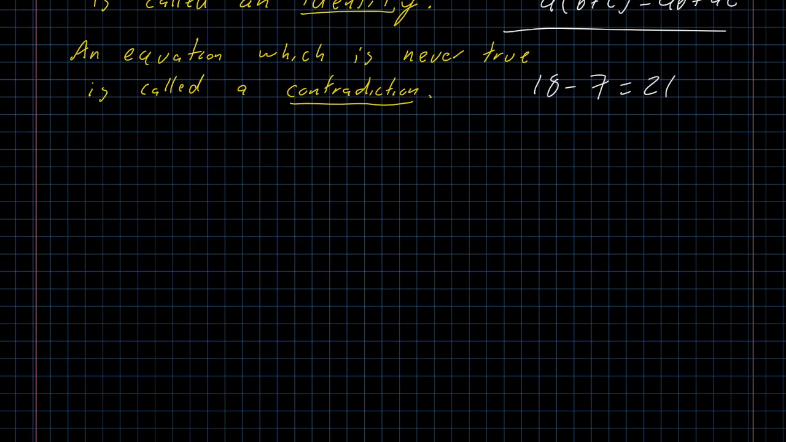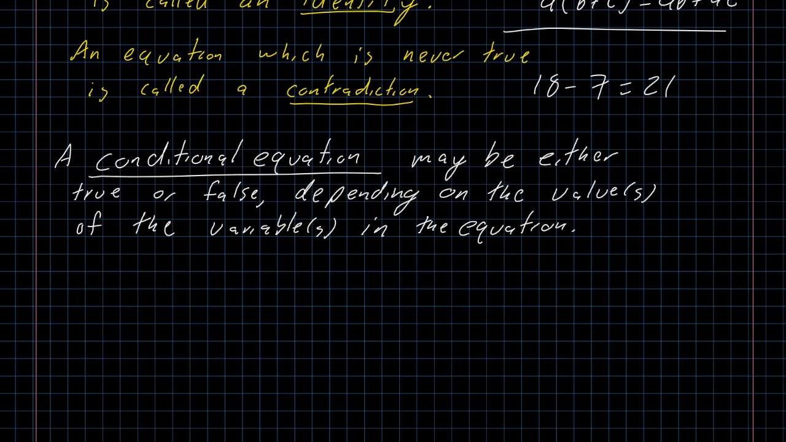In this course and in most mathematics courses, we care about a conditional equation. A conditional equation may be either true or false, depending on the values of the variables in the equation. A classic example of a conditional equation is something like 3x plus 7 equals 16. If x is equal to 2, then I get 3 times 2 plus 7 equals 16. 3 times 2 is 6. 6 plus 7 is 13.